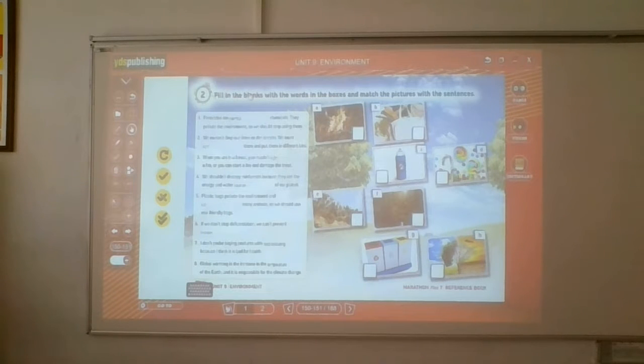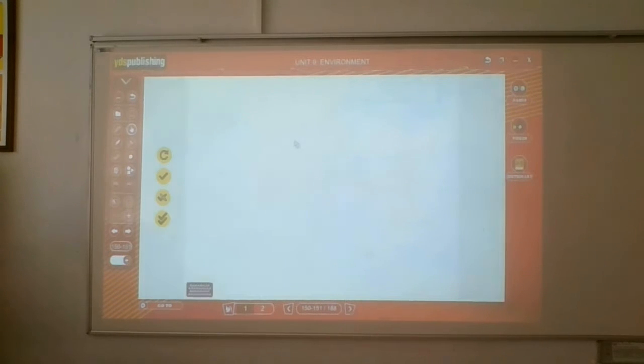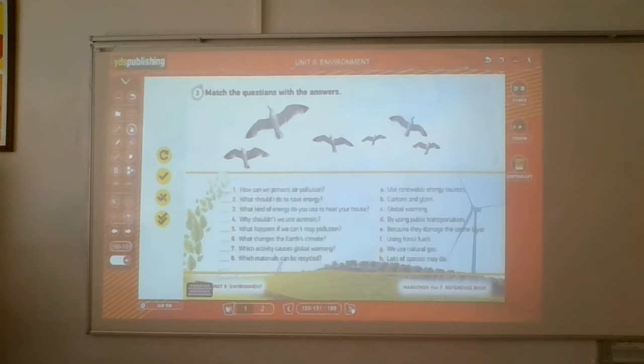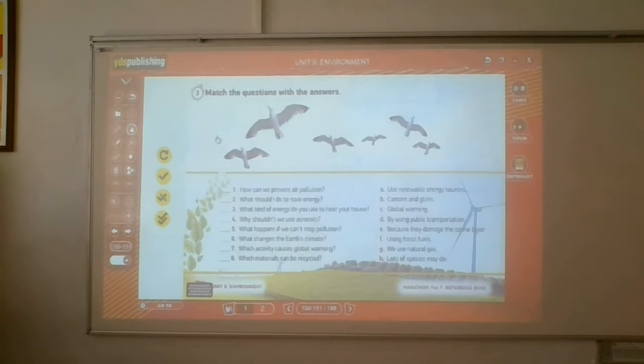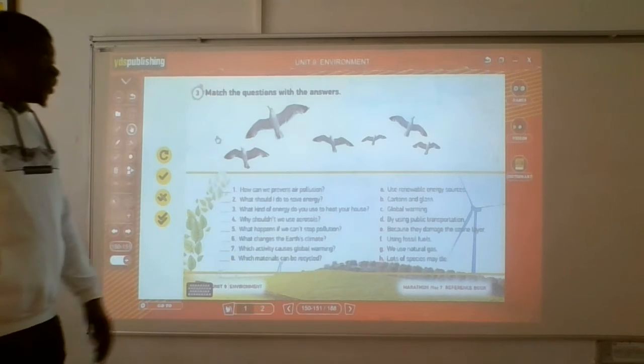Number 2, fill in the blanks with the words in the boxes. This page, I guess. Match the questions with the answers. Number 1, how can we prevent air pollution? Number 2, what should I do to save energy? Number 3, what kind of energy do you use to heat your house? Number 4, why shouldn't we use aerosols?